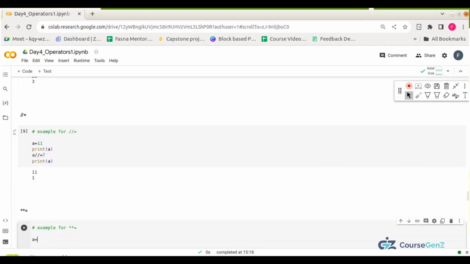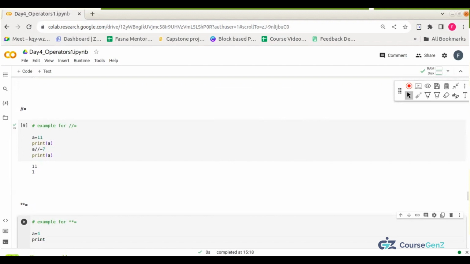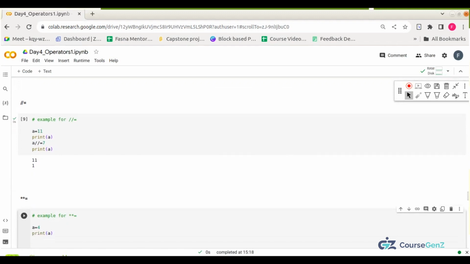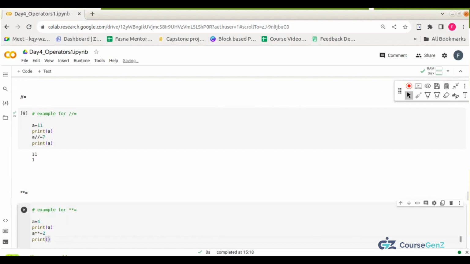So A is equal to say 4. So let's print A here. Then in the next step, A star star equal to 2. Let's print A here also. Tell me, what will be the value in this line? Very good, it will be 4. What will be the value of A in this line? Yes, it will be 4 raised to the power 2.